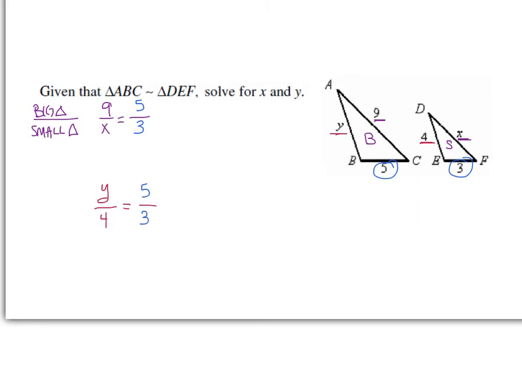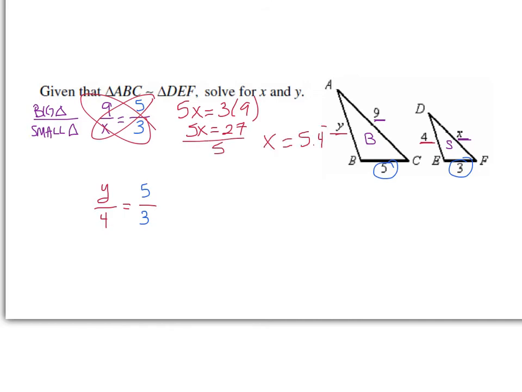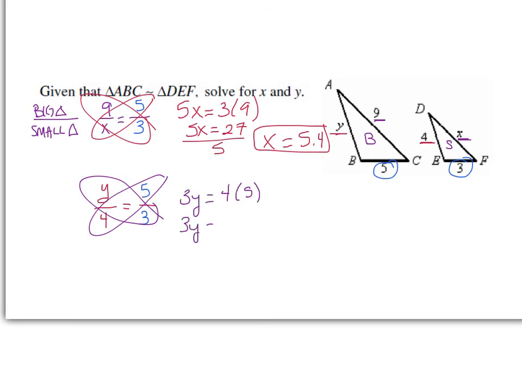So when I cross multiply, we will get 5x equals 27. So when I divide by 5, my x is 5.4. Then for the y, when I solve for y, I cross multiply here, which means we'll have 3y equals 20. When I divide by 3, I get y equals 6.6 repeating, so I'm going to say 6.67, or you could leave it as a fraction as 20 over 3.